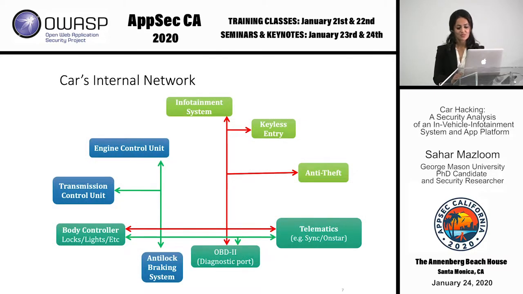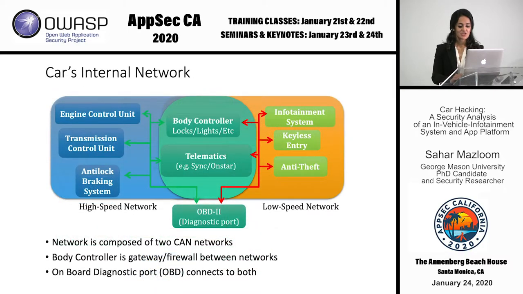So let's take a look at what a typical automobile looks like, the inside architecture. This is a very high-level depiction of a modern car that has essentially two buses. You can think of it as a high-speed network and a low-speed network.